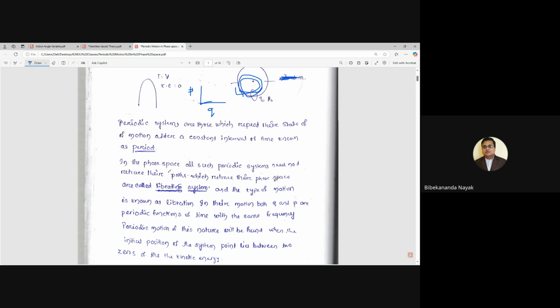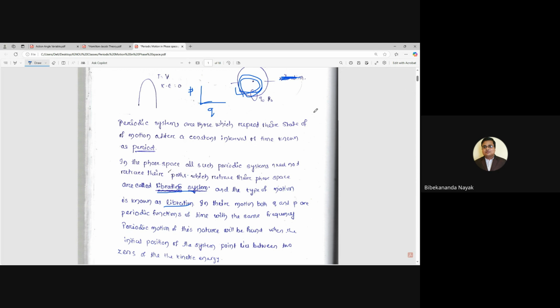Systems which retrace their path in phase space are called librating systems, and this type of motion is known as libration. In libration, both Q and P are periodic functions of time, with the same frequency.